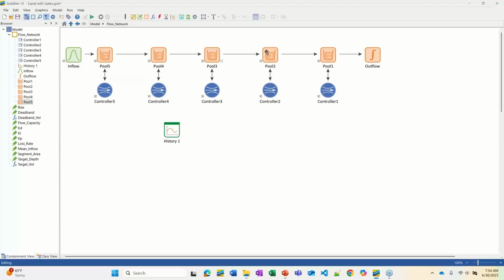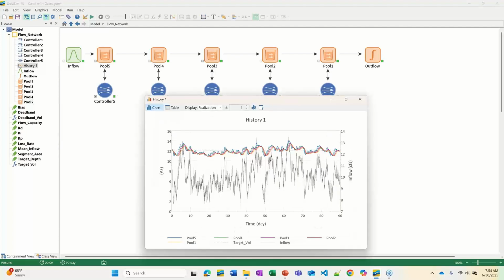But with these kinds of systems, because water is just flowing straight through and there's such a short time frame between adjustments, it turns out it's very difficult to keep them stable. So a PID controller is more useful than the other types of controllers at maintaining stability. And here they all are. These are all the pools with their volumes being held to a target. It turns out they're all the same target.